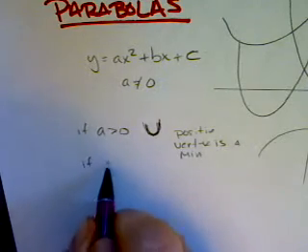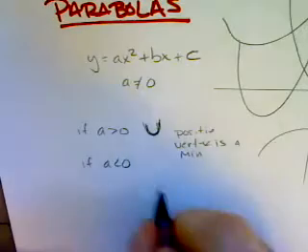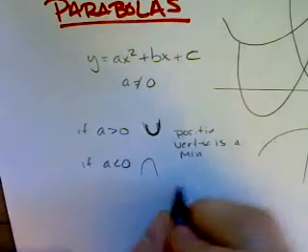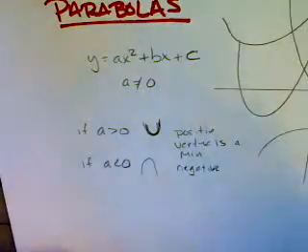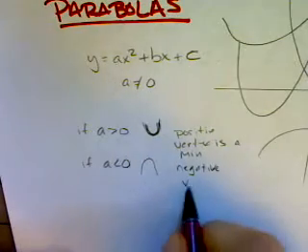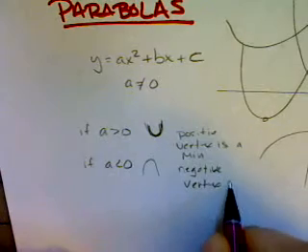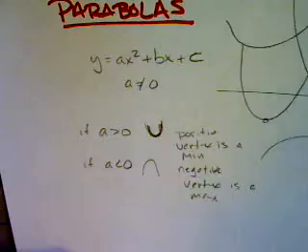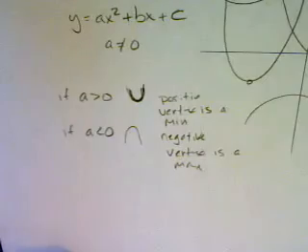If A is less than 0, remember, A can't equal 0, we have a downward pointing parabola. It's negative. And the vertex, which is the highest point, is a maximum, and it is infinitely depressed. It keeps going down, down, down, and down.